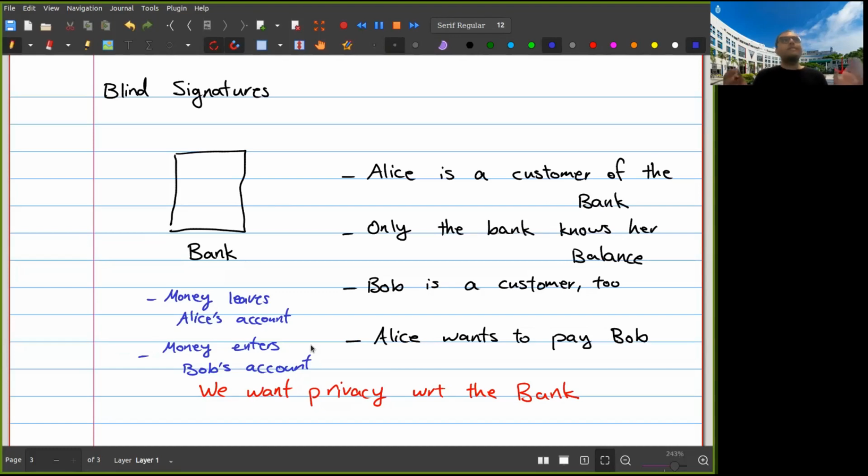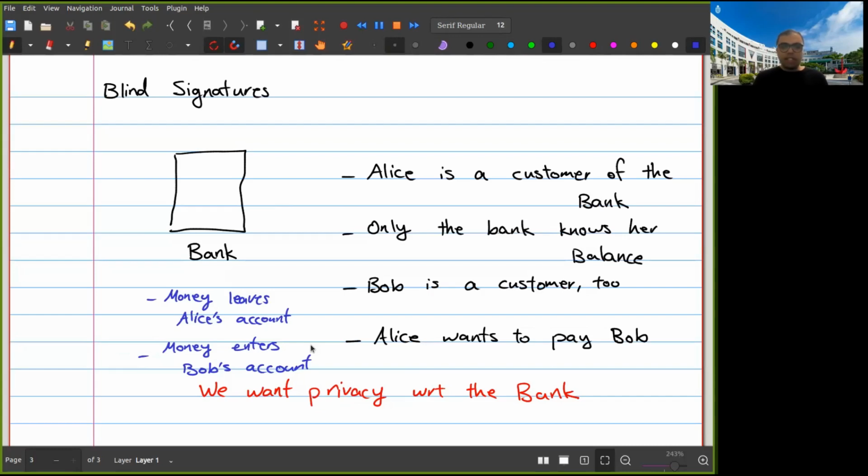Now, of course, in the real world, our banknotes have serial numbers. So that's not great. The bank can actually figure out that, oh, this was the banknote with this particular serial number that I gave to Alice. And then if Bob is depositing it now, so probably Alice paid Bob.